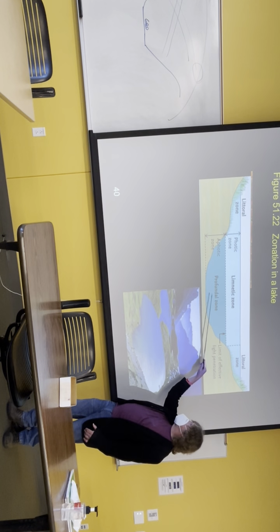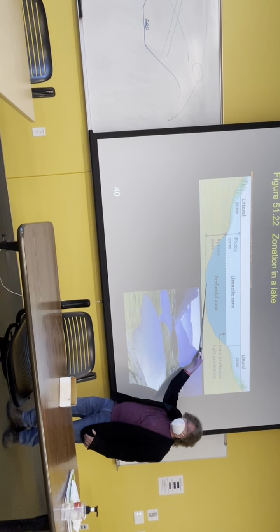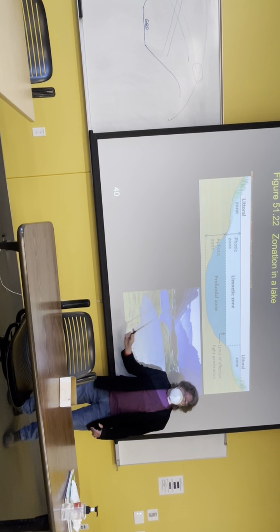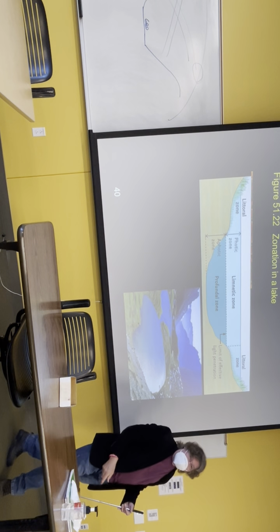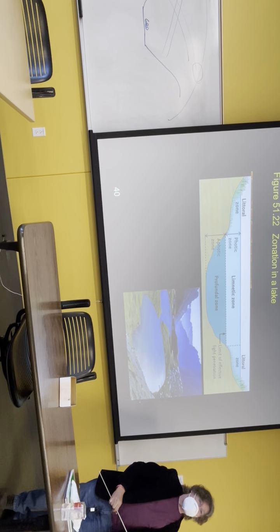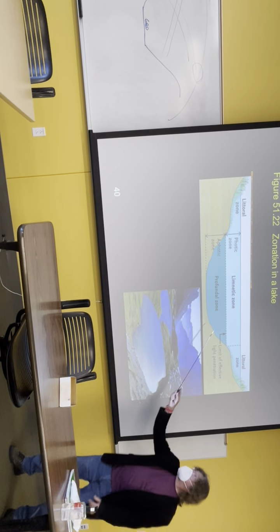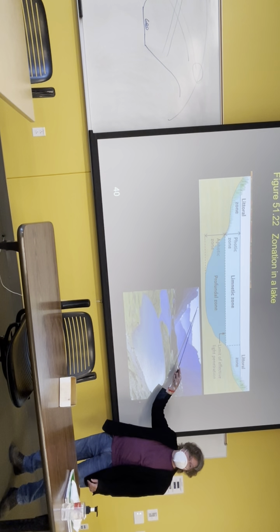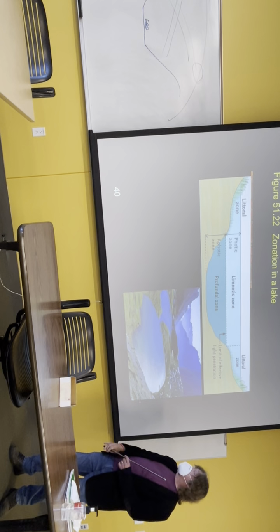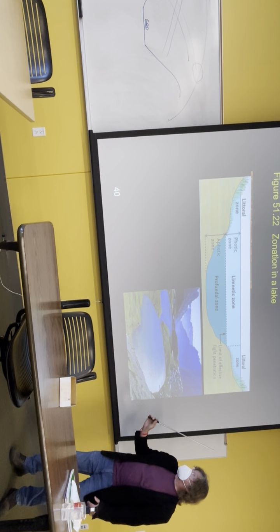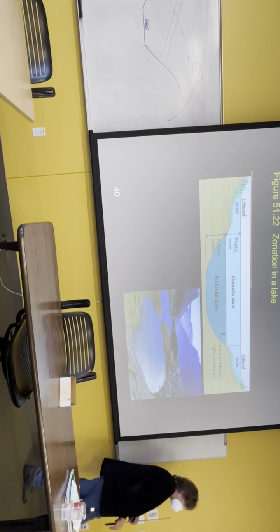The profundal zone is down where there's no light, but there are things living down here, all detritivores, okay? They're living off the death of organisms that die up here and float down. So there still is life down here. This is the type of zonation and the biomes that you have in big lakes.